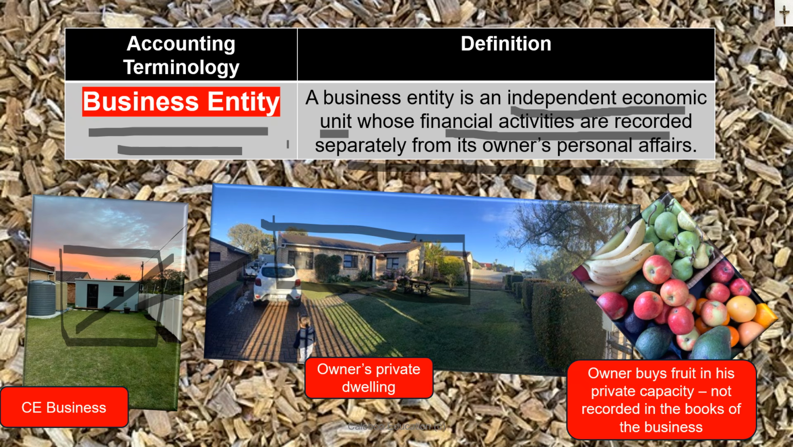This here is the business entity. That is a personal asset. It has not got to do with the business. So if the owner buys food, that is not a transaction that relates to the business entity and shouldn't be recorded in the business's books. Later on we will concentrate more on the business entity rule. So a business entity is separate to the personal space of the owner.